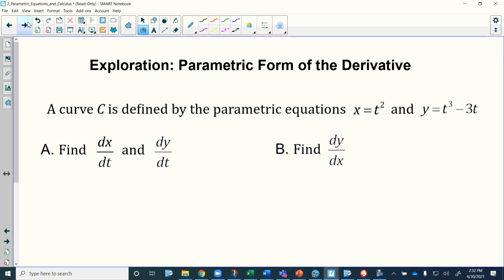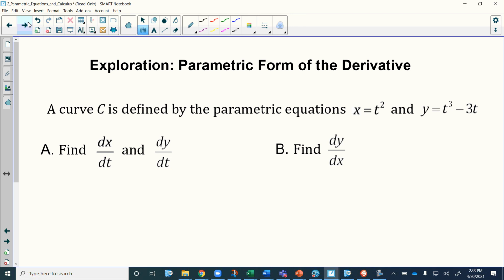So this first thing that we're going to be looking at here is going to walk you through how we identify the derivative of a set of parametric equations. So we have a set of parametric equations here. x is equal to t squared and y is equal to t cubed minus 3t. And what it's asking you to do, it says find dx/dt, the derivative of x with respect to time, and dy/dt. Okay, well, that's not a big deal.